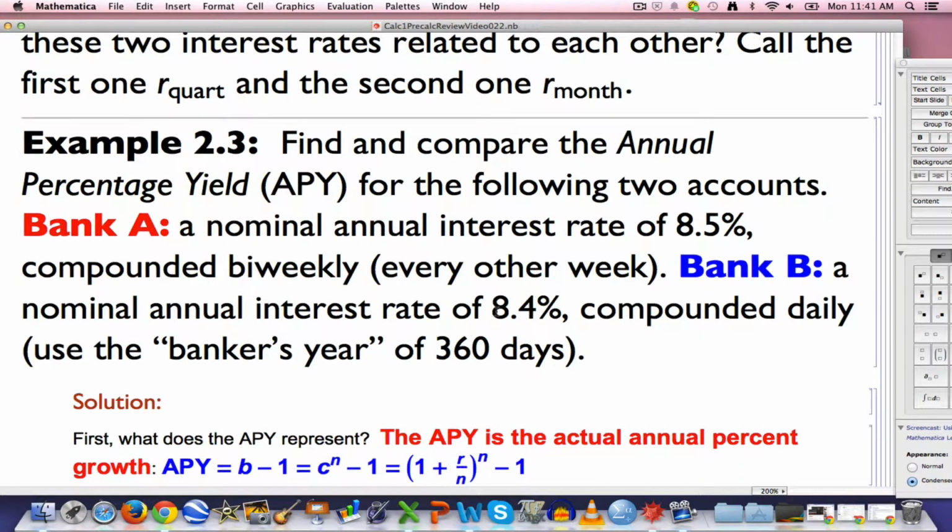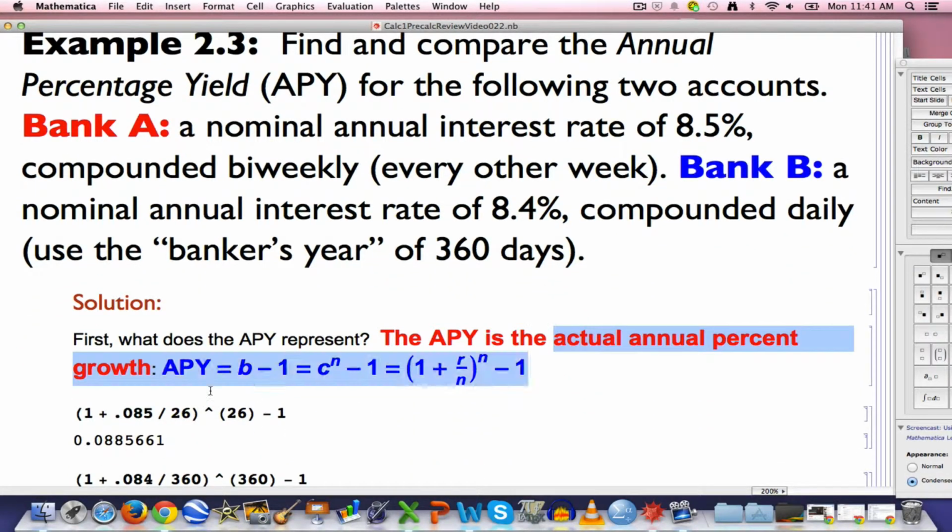Here's the example we were thinking about: finding and comparing annual percentage yields, APYs, for two bank accounts. What is the APY? It is the actual annual percent of growth. When you've got a compound interest problem where r is the nominal annual interest rate and n is the number of compounding periods, you can use this expression right here to find the actual annual percent growth called the APY. I also related the APY to what I called b. b was the annual growth factor based on a certain number of compounding periods per year, n. It was a function of n. Since APY was b minus 1, you can also say b is 1 plus the APY.